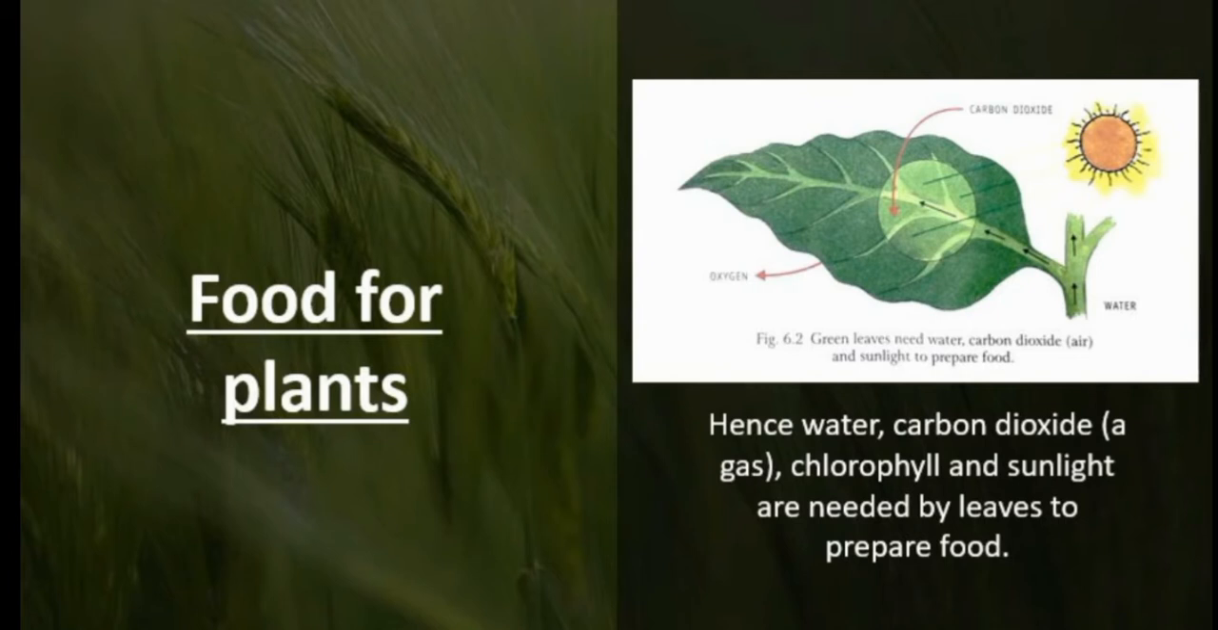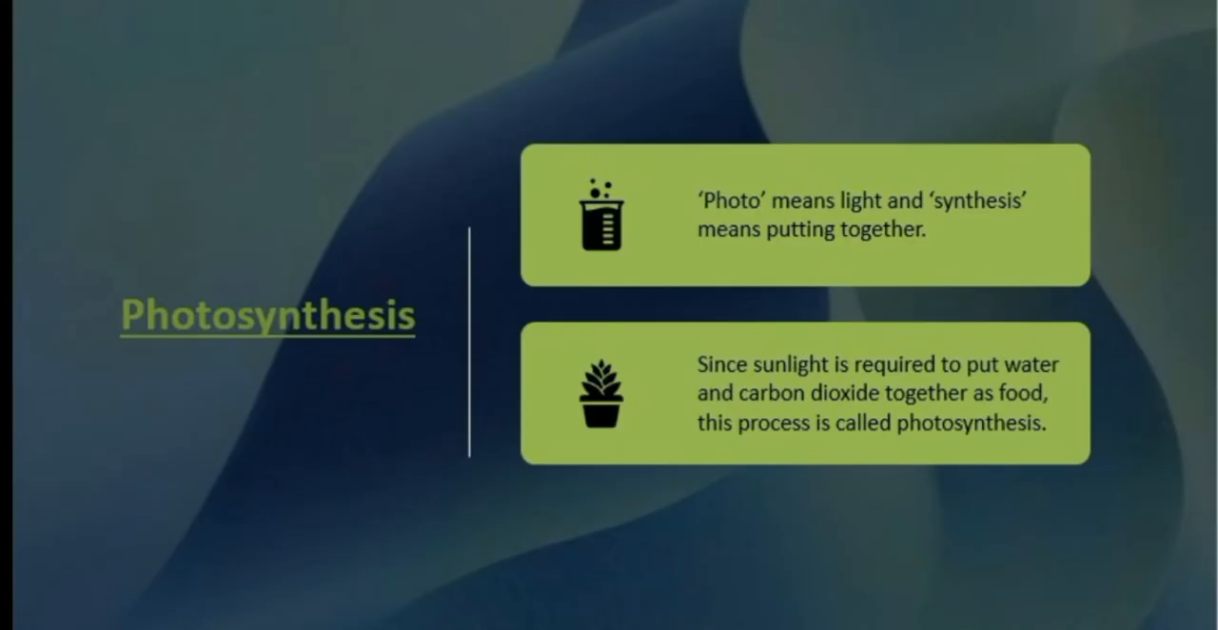Hence, what all things are required to prepare the food by the leaves? They need water, carbon dioxide, which is a gas present in the environment, chlorophyll and sunlight. These are the four things that are needed by leaves to prepare food. And the process of making food is called photosynthesis.